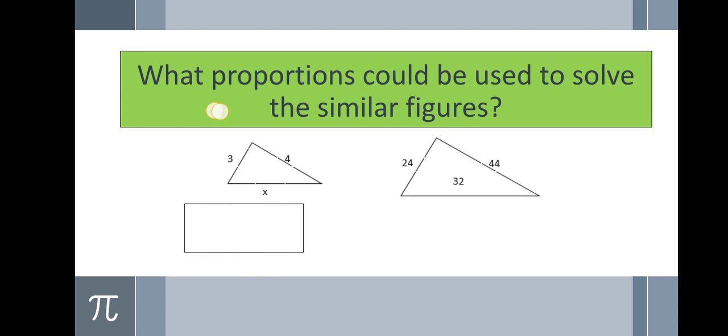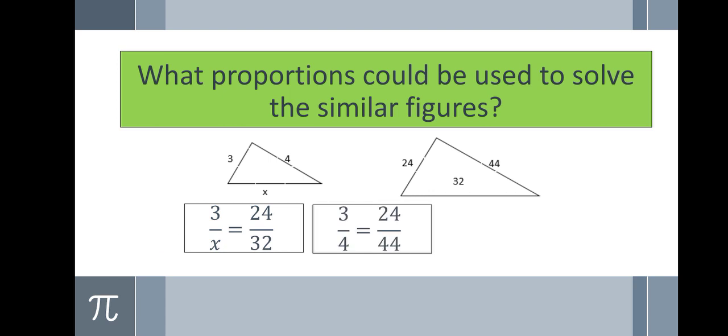So we have first 3 over x is equal to 24 over 32. It simply means that 3 corresponds to side of 24, x corresponds to side of 32. Or we can say also that 3 over 4 is equal to 24 over 44. Side of 3 corresponds to side of 24. Side of 4 corresponds to side of 44. Last one, we have 4 over x is equal to 44 over 32. Side of 4 corresponds to side of 44, and side of x corresponds to side of 32. These are the proportions needed to solve the similar figures.